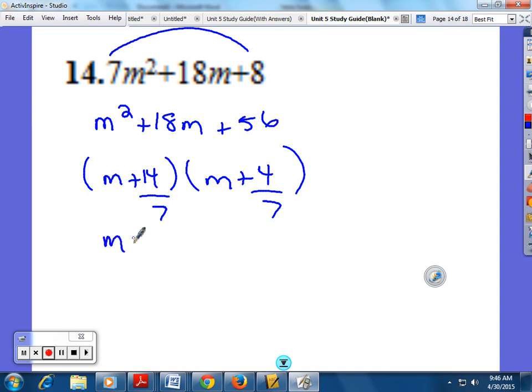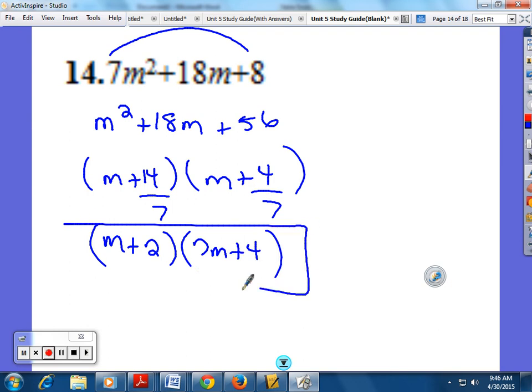7 goes into 14 two times, so we're left with m plus 2 for the first binomial. And 7 doesn't go into 4, so you just put it in the front. And again, we use box or FOIL to multiply this out to see if it works. It does. Circle my answer and I'll move on.